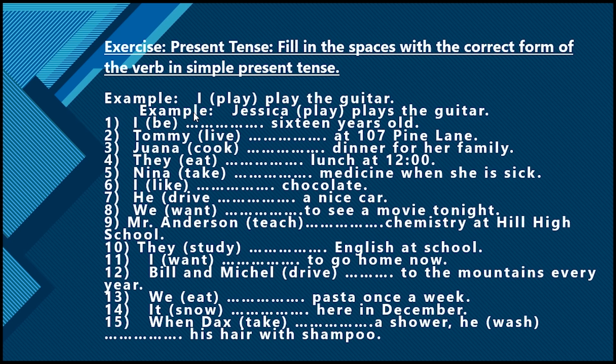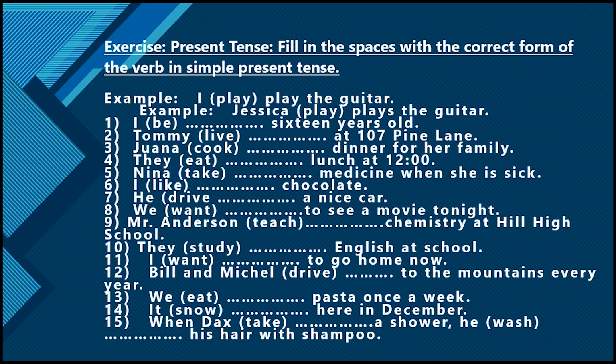I play the guitar. For I, the verb doesn't need anything. Nothing. Okay, so Jessica play the guitar. For Jessica, it's a singular verb. We need s at the end of the verb. So Jessica plays the guitar. Well, let's look at the other examples.